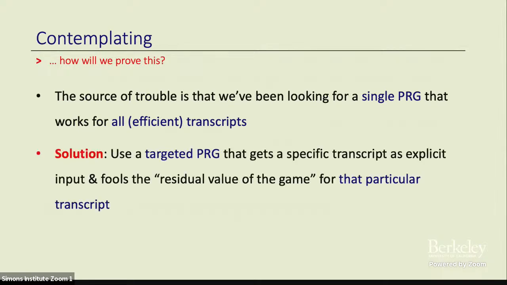So the solution here is that we use a targeted PRG that gets a specific transcript as explicit input, and then we fool the residual value of the game for that particular transcript. We don't attempt to find a single PRG that fools the residual value for every possible transcript. That's just too much. We really want to be more specific and work with the current transcript. So the targeted PRG now knows the current transcript.